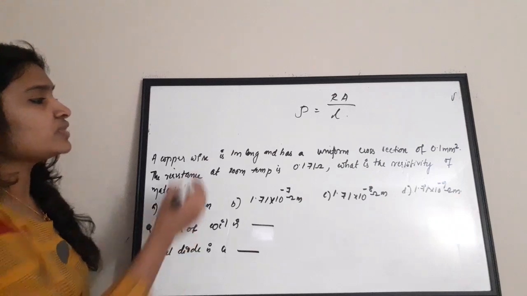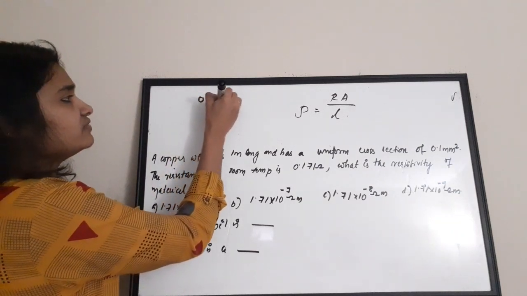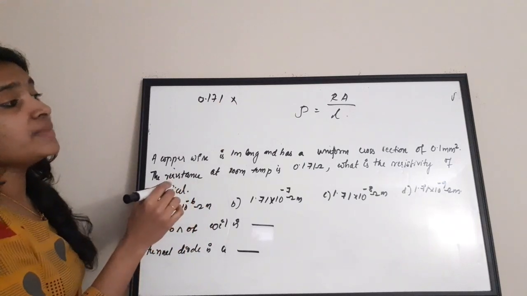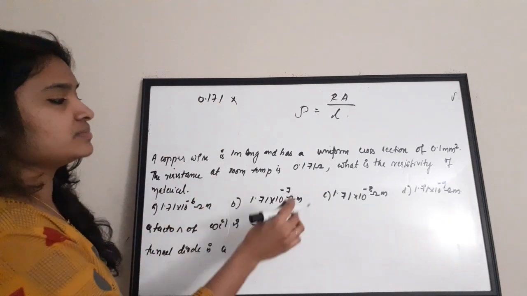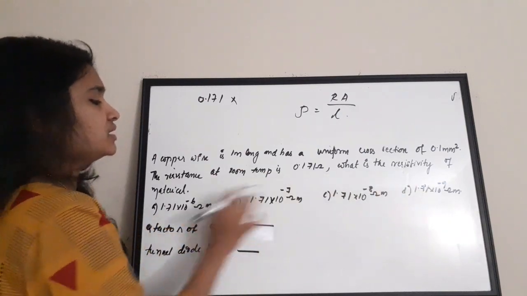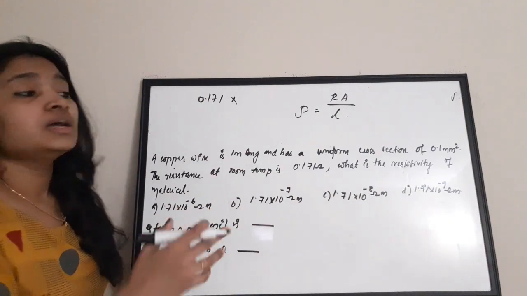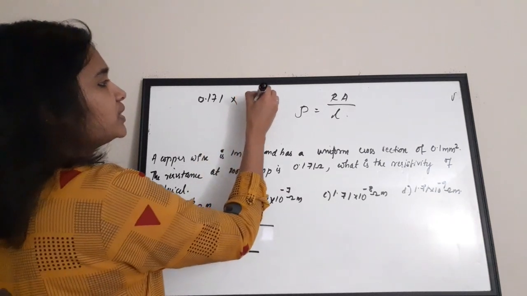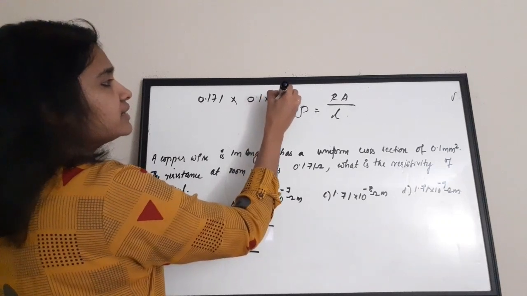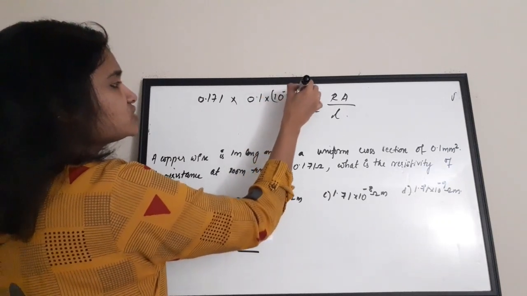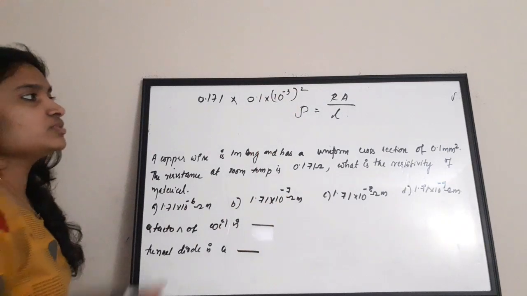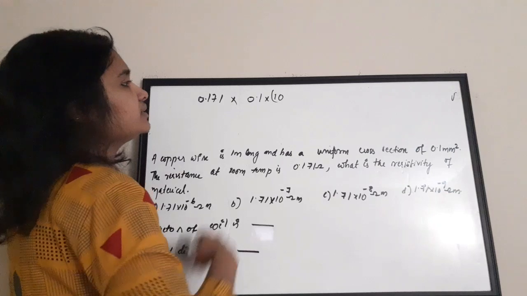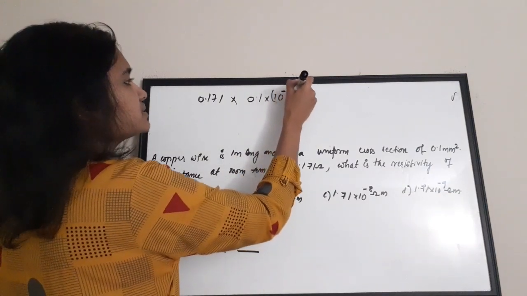What is the value of R? It is 0.171 ohm into A, the area, which is 0.1 millimeter square. You have to convert it into meters because all the answers here are in ohm meter. So we convert the millimeter square into meters. It is 0.1 into 10 raised to minus 3, squared, so 10 raised to minus 6, divided by the length, which is 1 meter.